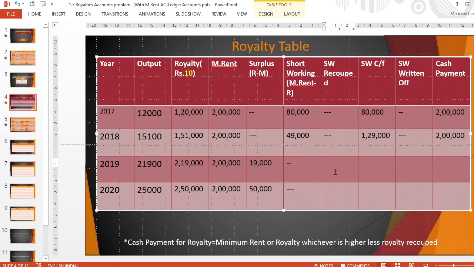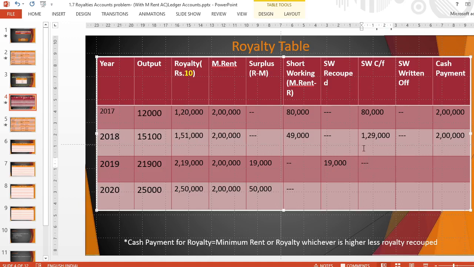And the next year, brought down balance of short working 1,29,000 and we have a surplus of 19,000. So we can adjust only 19,000 rupees, the surplus or short working, whichever is lesser. So here the lesser amount is 19,000, so we can recover only 19,000. This short working can be recovered only in the first 3 years. So for that reason, we cannot carry forward the balance.